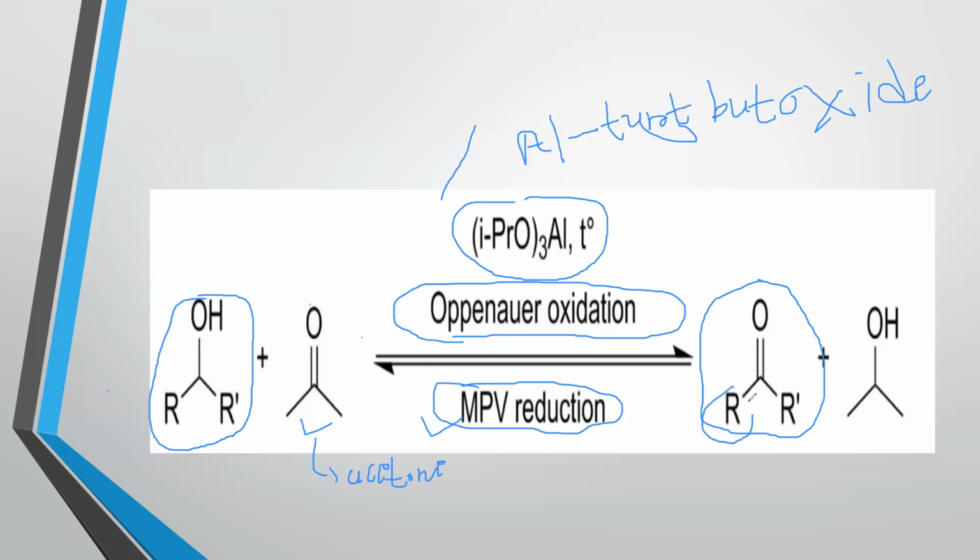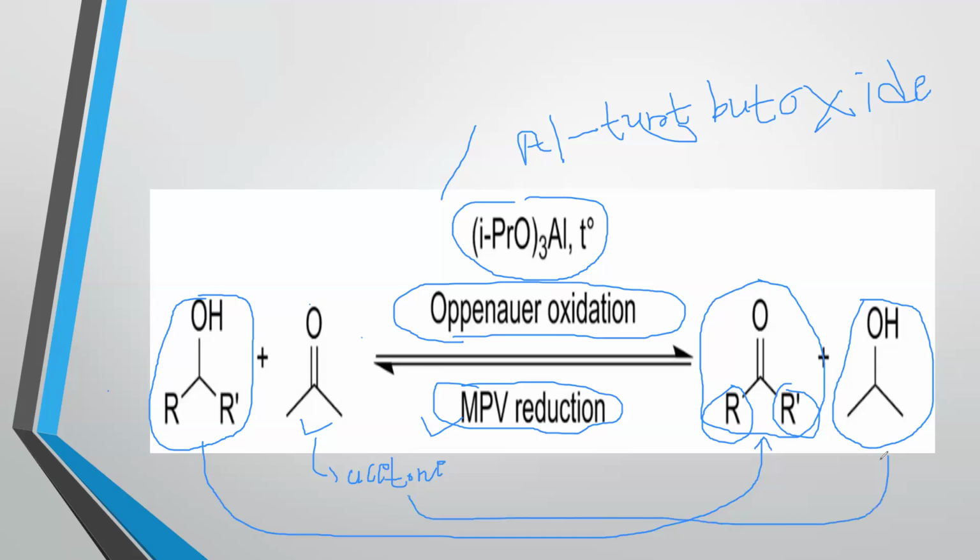It will form a different ketone. See here, it is R and R dash written, not the acetone itself. So the formed ketone will be different, and the acetone is converted into isopropyl alcohol, that is 2-propanol. So our starting material, the 2-degree alcohol, is converted into the ketone, and the acetone is converted into isopropyl alcohol. One gets reduced and one gets oxidized, so the reaction can be completed. But why do we call it oxidation? Because our starting material, the 2-degree alcohol, is getting oxidized.